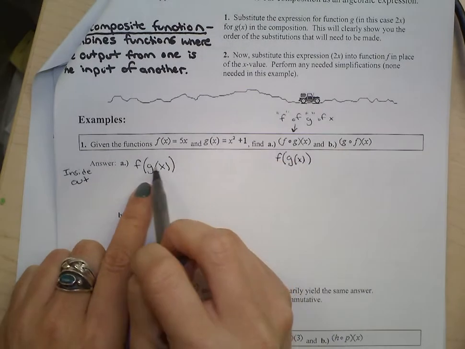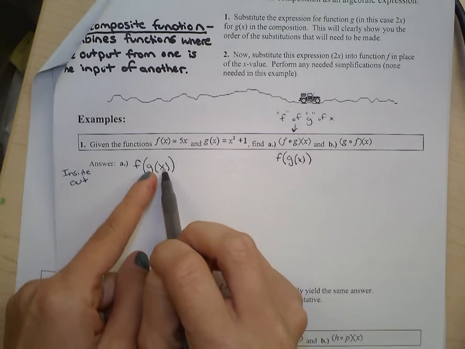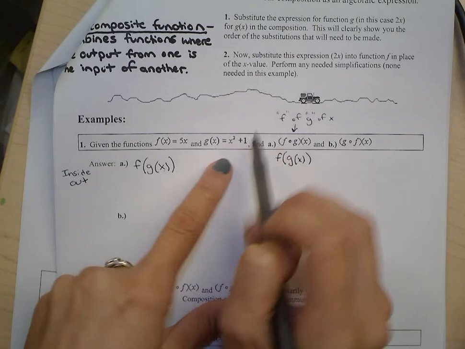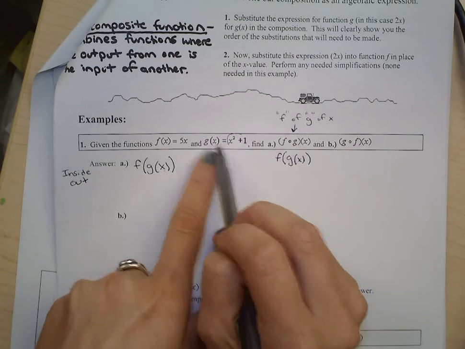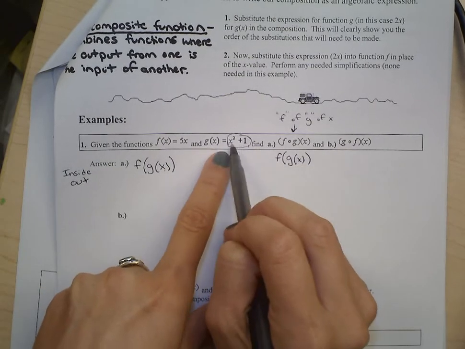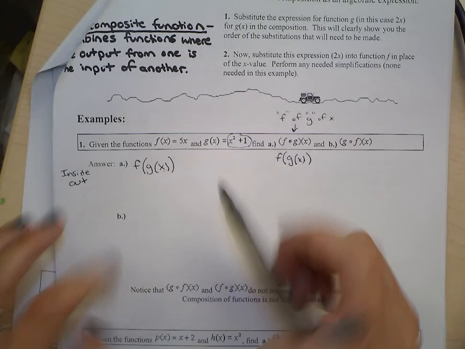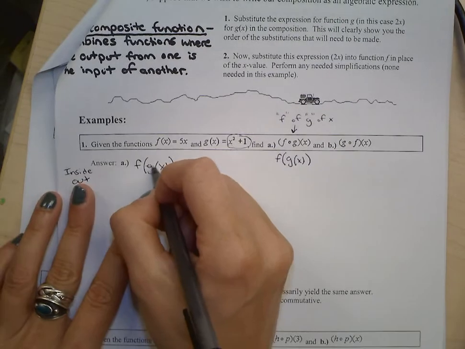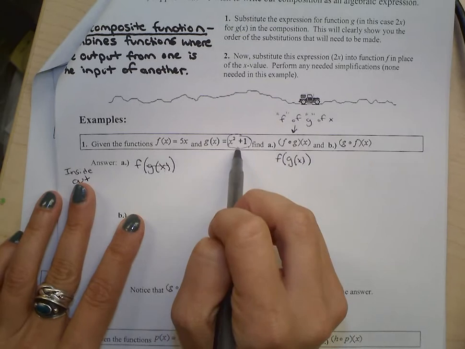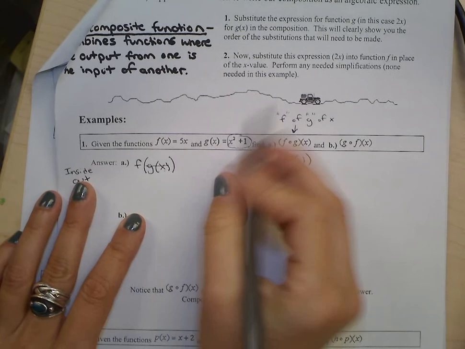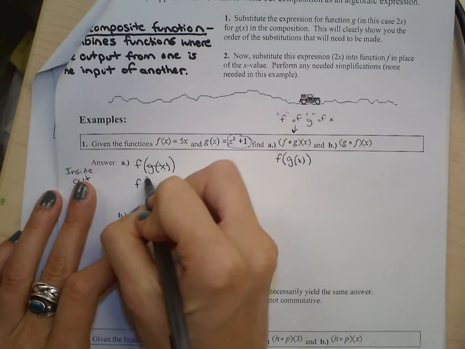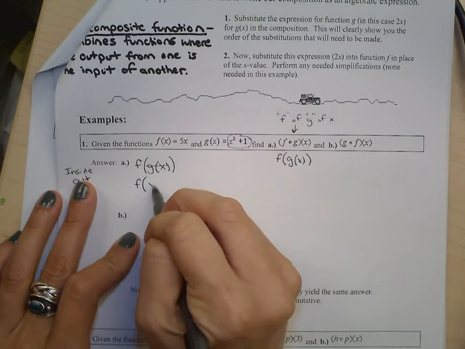So g of x, I'm starting from the inside. That's my g of x. I'm going to replace this. I know g of x is equal to x squared plus 1. So that means my g of x completely goes away, and I'm replacing it with whatever g of x equals. So f of x squared plus 1.